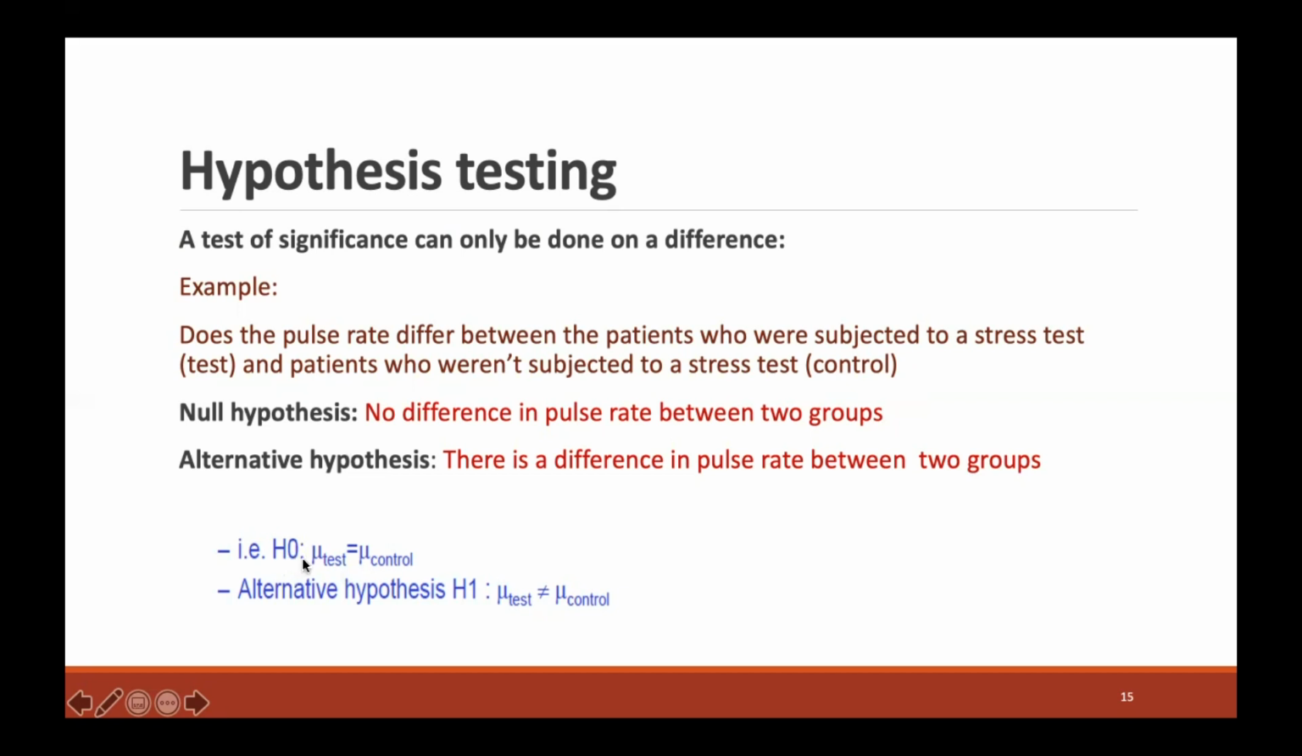H naught is the notation for the null hypothesis. Mu test is the mean for the test group. Mu control is the mean for the control group. And the alternative hypothesis is denoted by H1.